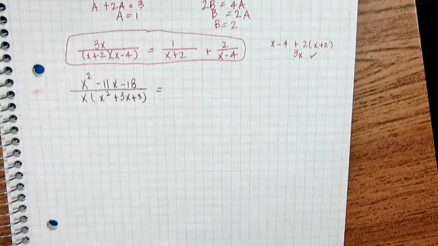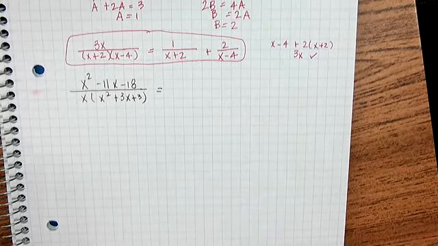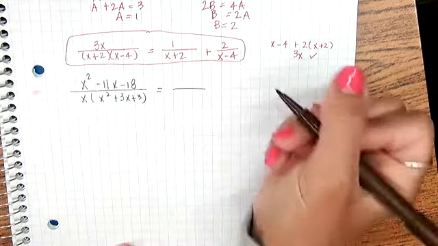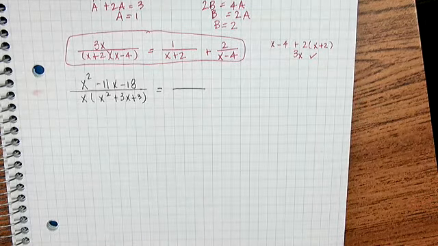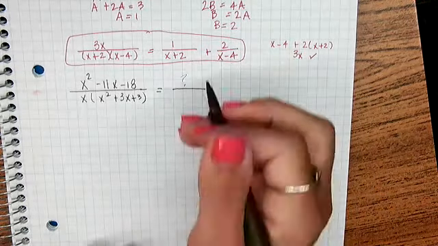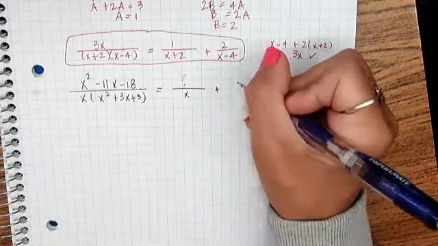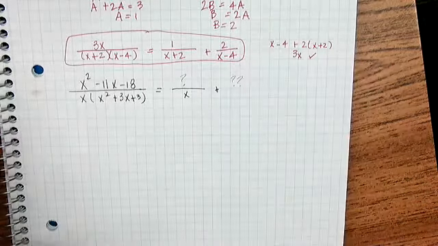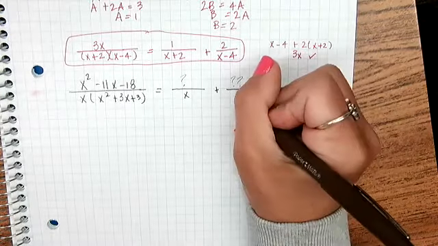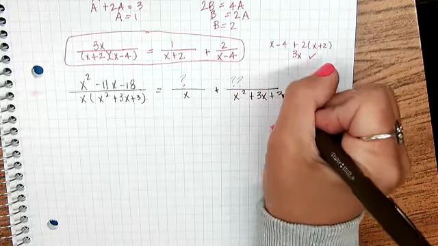So again, I want to break this down into two fractions. Okay, so let's look at our factors in the denominator first of all. This is going to be equal to something over x plus something else. They might be the same, who knows? I doubt it. For x squared plus 3x plus 3.